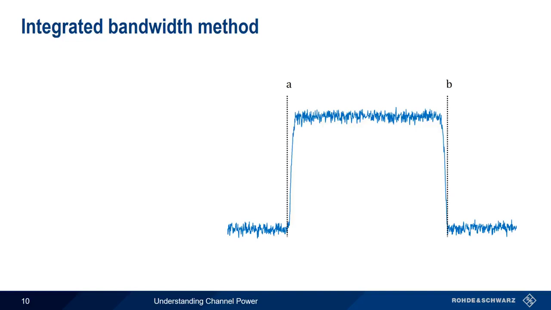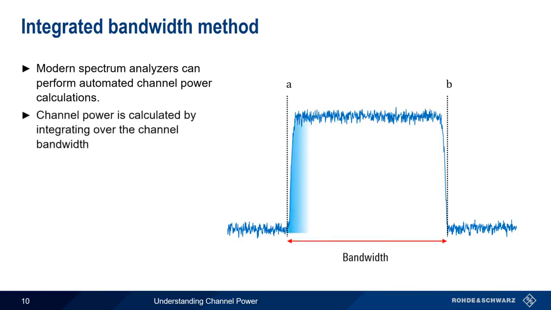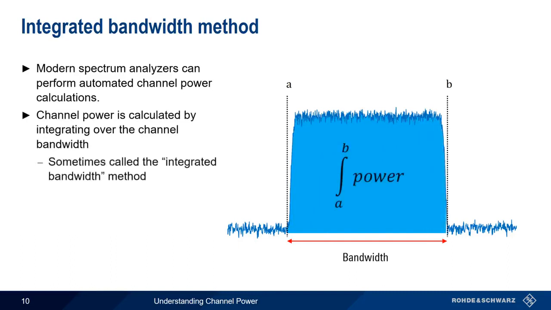Now let's describe the last of the three main channel power measurement methods. Most modern spectrum analyzers can automatically calculate channel power given the channel bandwidth and frequency. This measurement is done by integrating over the channel bandwidth. So this method is sometimes called the integrated bandwidth method. And just like the zero-span method, this method also requires the use of the RMS detector.